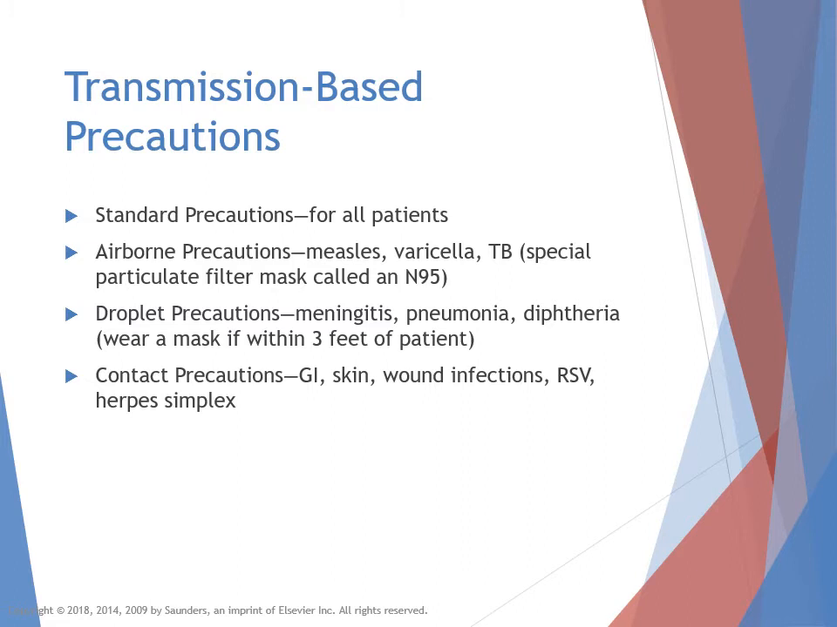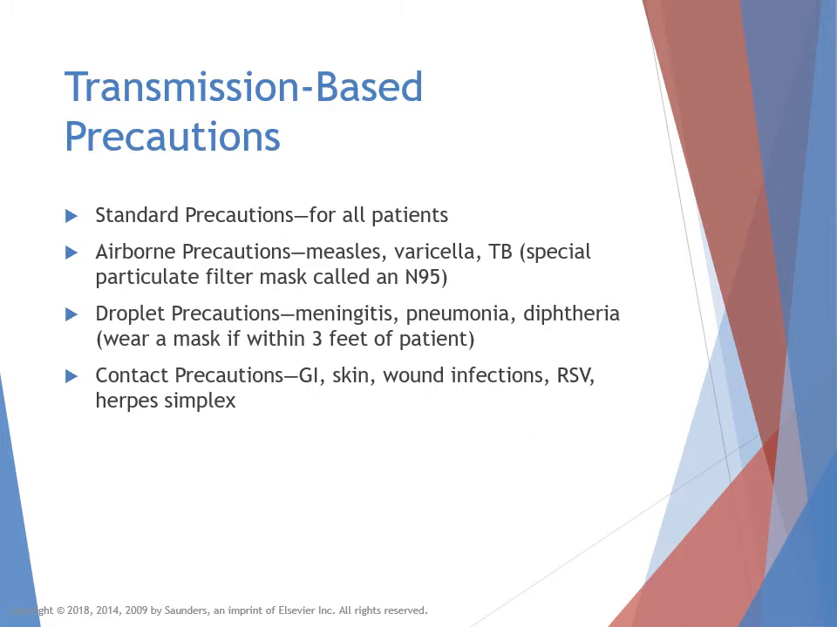The next type of precaution is droplet precaution. Potential patients placed on droplet precaution include patients with meningitis, or patients with pneumonia, or diphtheria. With droplet precautions, we always want to make sure that we wear a mask if we're within 3 feet of the patient. So there's that 3 feet wear a mask rule.